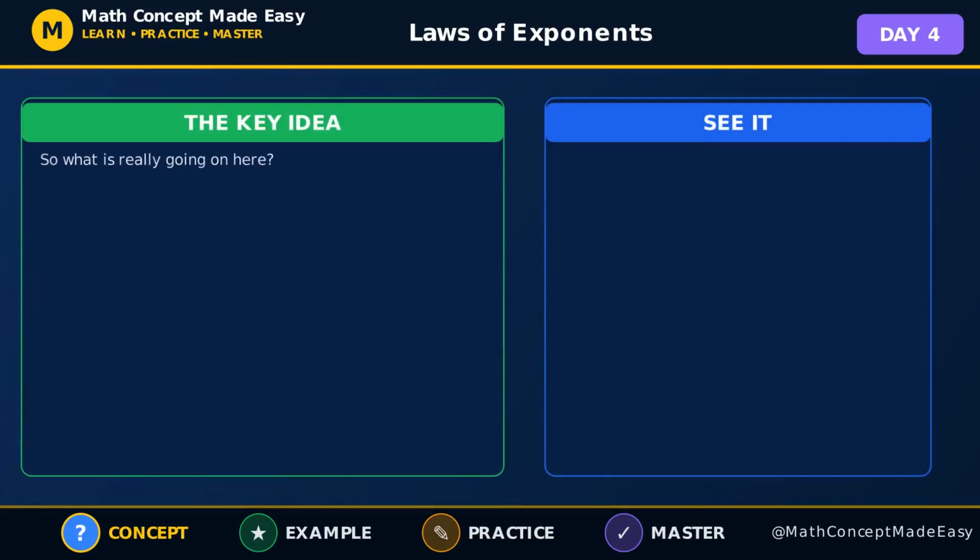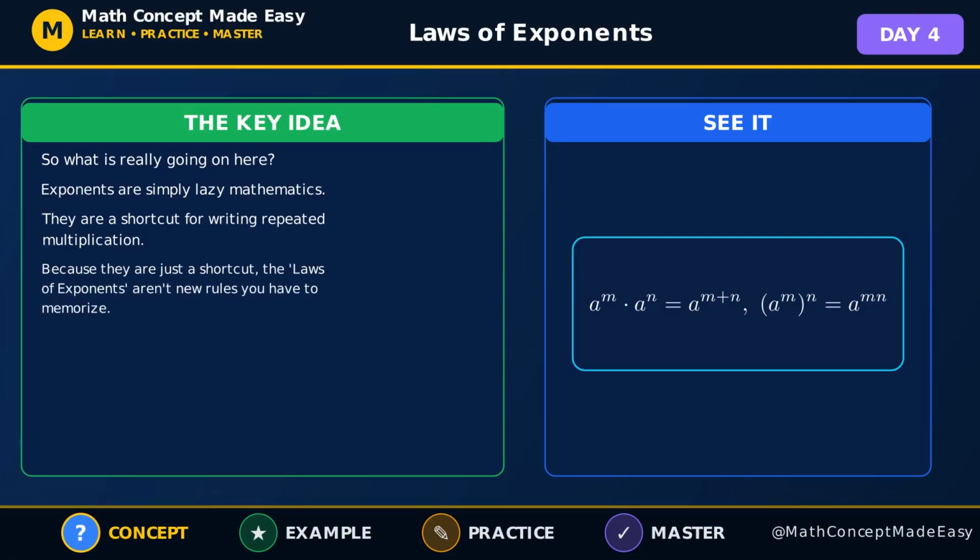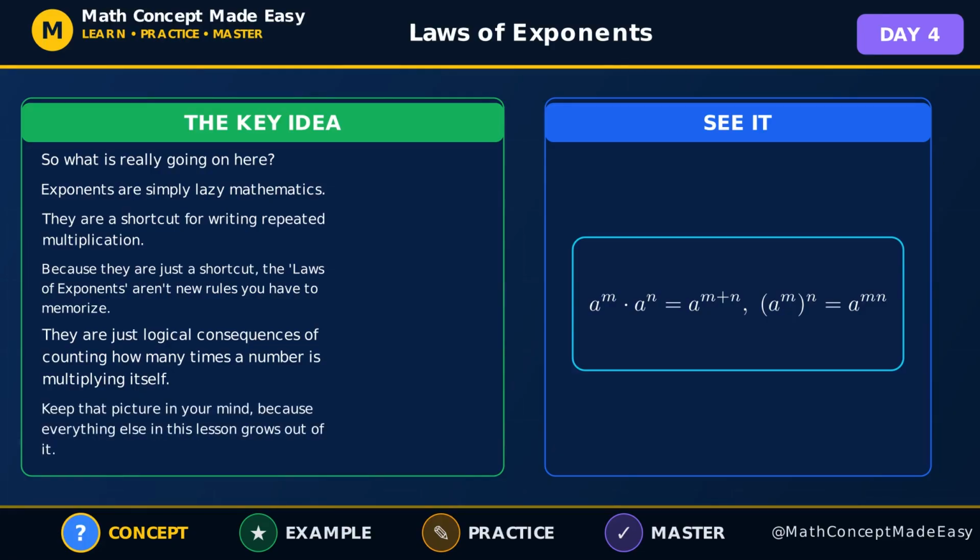So what is really going on here? Exponents are simply lazy mathematics. They are a shortcut for writing repeated multiplication. Because they are just a shortcut, the laws of exponents aren't new rules you have to memorize. They are just logical consequences of counting how many times a number is multiplying itself. Keep that picture in your mind, because everything else in this lesson grows out of it.